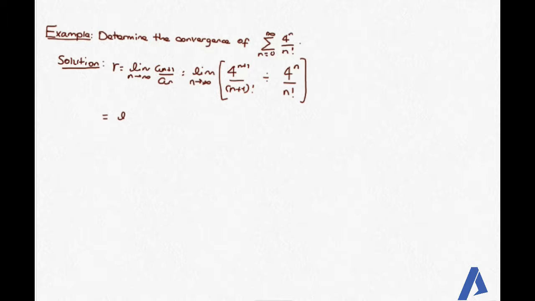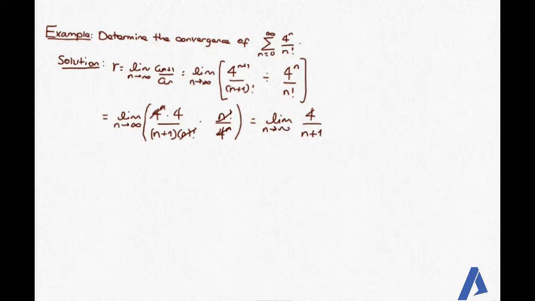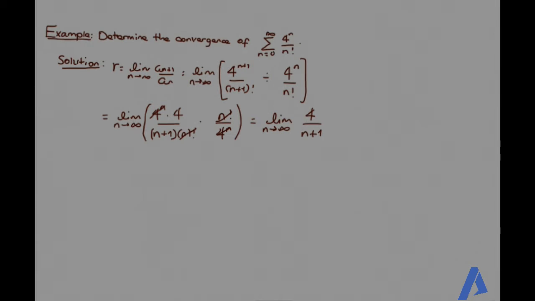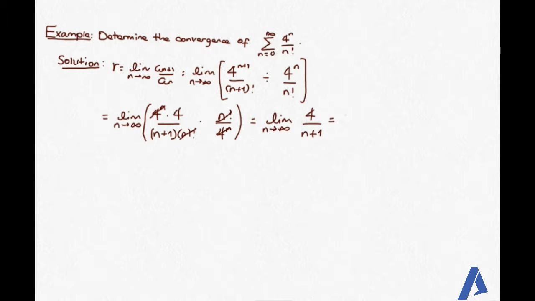ስለዚህ ይሄንን further simplify ስናደርገው ይሄኛው ይመጣል። ስለዚህ ከዚህ n factorial by n factorial, 4 to the power of n by 4 to the power of n cancel out ያደርጋል። ስለዚህ ምን ይቀረናል? The limit of 4 over n+1 as n approaches infinity, which is equal to 0.